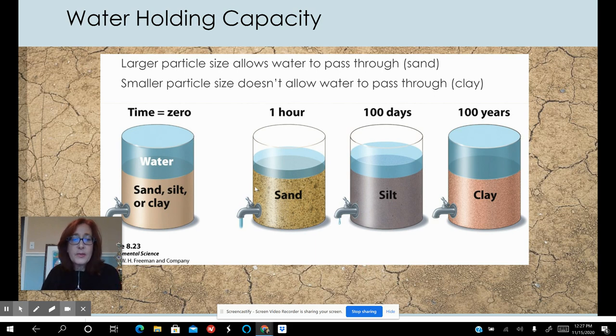So just remember that the water passes much more through the larger particles because there are spaces in between them, right? The clay is smaller and compact, so the water can't get through. It just sort of sits there, but with the sand, it just falls through.